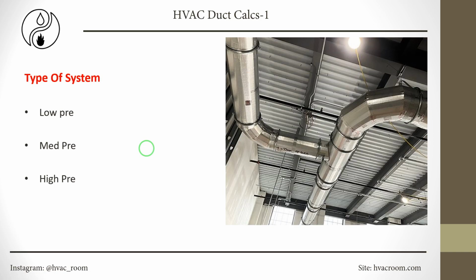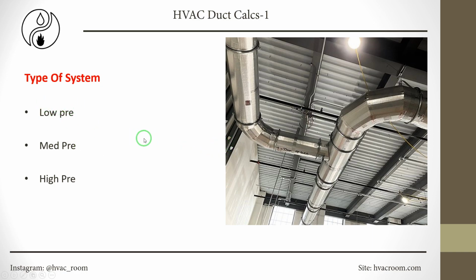So before I start the calculations, you have to determine what type of system we have. For example, my ductwork is going to be a low pressure system, medium pressure system, or high pressure system. Most of the time, we use the high pressure system for industrial projects, and I'm not going to talk about that. But for most residential and commercial projects, if you know how to design the duct system based on low pressure and medium pressure, you should be good to go.